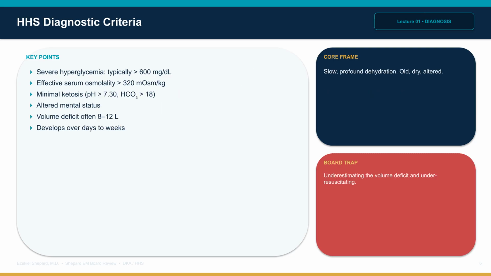Diagnostic criteria for HHS include severe hyperglycemia, typically greater than 600 milligrams per deciliter, profound hyperosmolality with effective serum osmolality greater than 320 milliosmoles per kilogram, with minimal ketosis present. There's going to be a pH greater than 7.3 and a bicarb greater than 18. Altered mental status will range in these patients from mild confusion all the way to full-blown coma. HHS develops over days to weeks, not hours like in DKA. The patient is profoundly volume depleted, often 8 to 12 liters. The trigger is often infection, or it could be a missed medication dose.